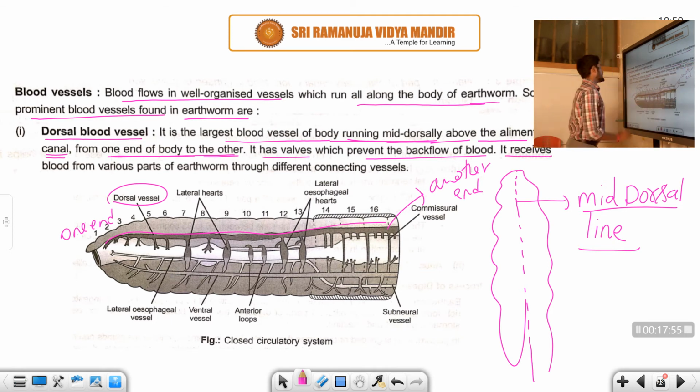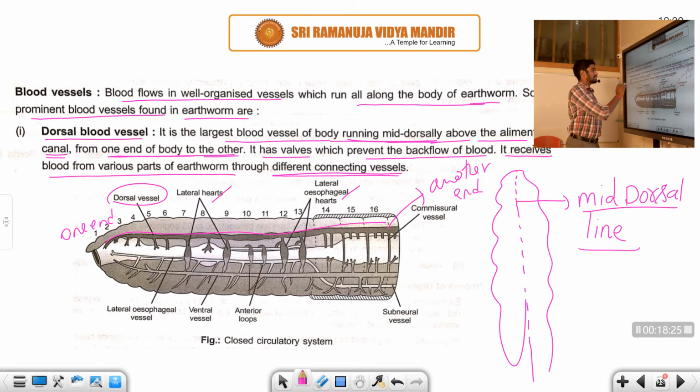It receives blood from various parts of the earthworm through different connecting vessels. So what is the function of this one? It receives blood from various internal, visceral parts and collects the blood through the different connecting blood vessels. Where are the different connecting vessels? For example, the lateral hearts and lateral esophageal hearts are also connected to each other.